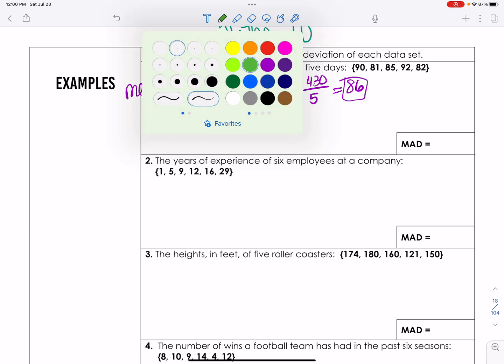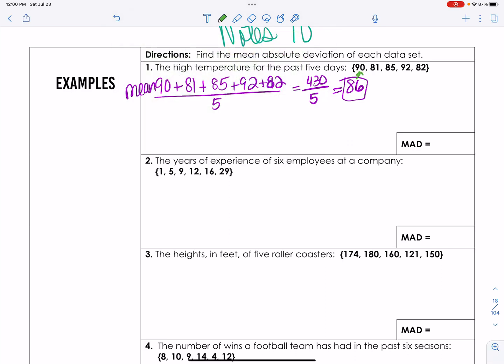So now I'm going to take a look at each number. How far away is 90? It's 4 away. How far is 81? It's 5 away. How far is 85? It's 1 away. 92 is 6 away. And 82 is 4 away. So I'm going to add those. That's 10, and 10 is 20 divided by 5. So my mean average deviation is 4.